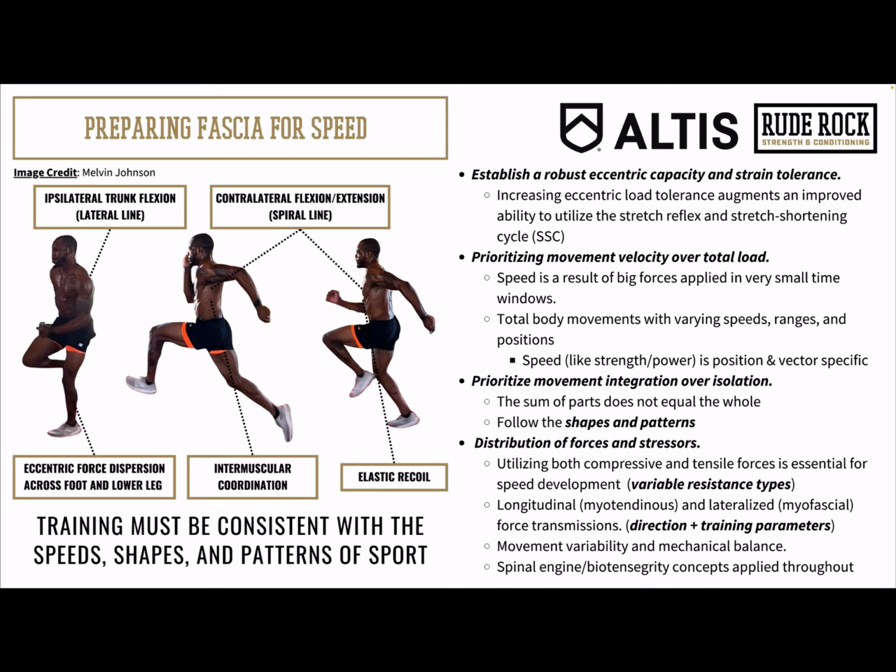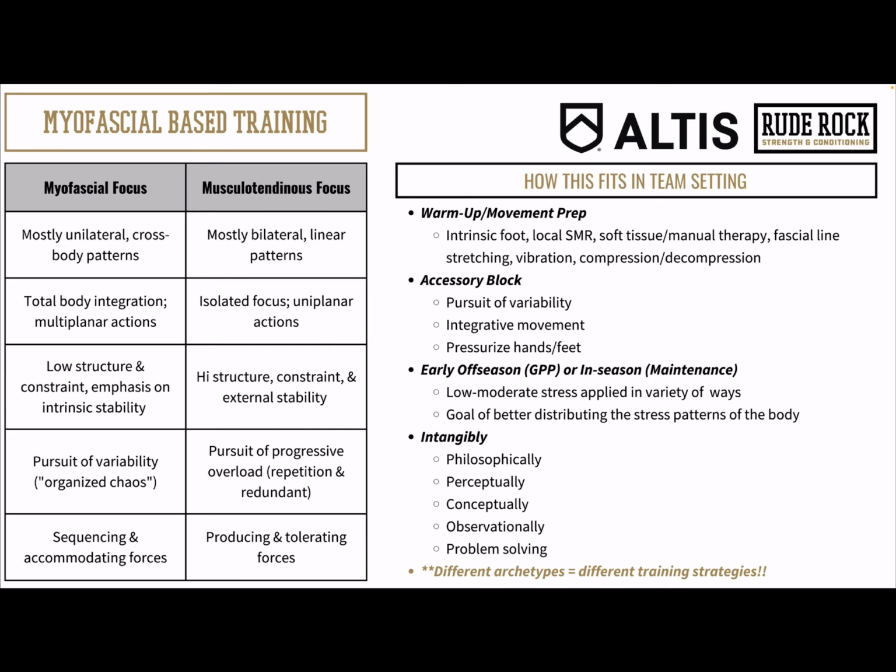This will be more applicable for me in my block 3 exercises, where for almost everyone in any case, I'm not really worried about redundancy and overload there. I'm more in this pursuit of variability. The musculotendinous focus is going to be more of our compressive bilateral patterns and have more of a simple nature to them. On the fascial side, we're thinking more unilateral, crossbody, open nature, omnidirectional.